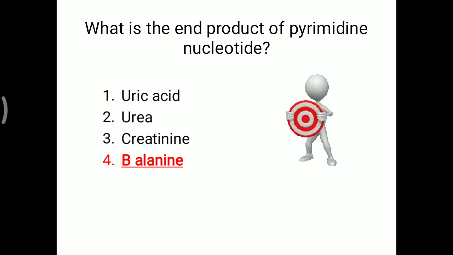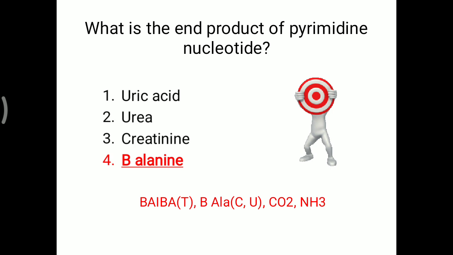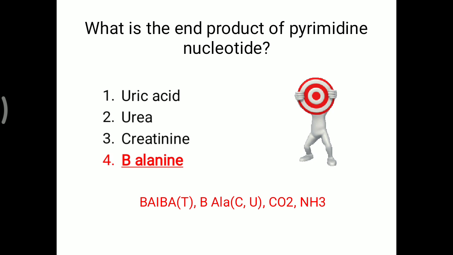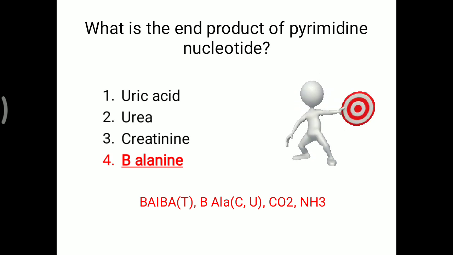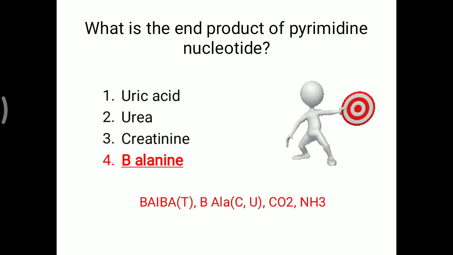So the right answer is beta alanine, but previously we have also discussed that beta amino isobutyric acid is the end product of thymine. Beta alanine is the end product of cytosine and uracil, and carbon dioxide and ammonia are generated commonly in all three: cytosine, uracil and thymine. So how this catabolism occurs, we will look.